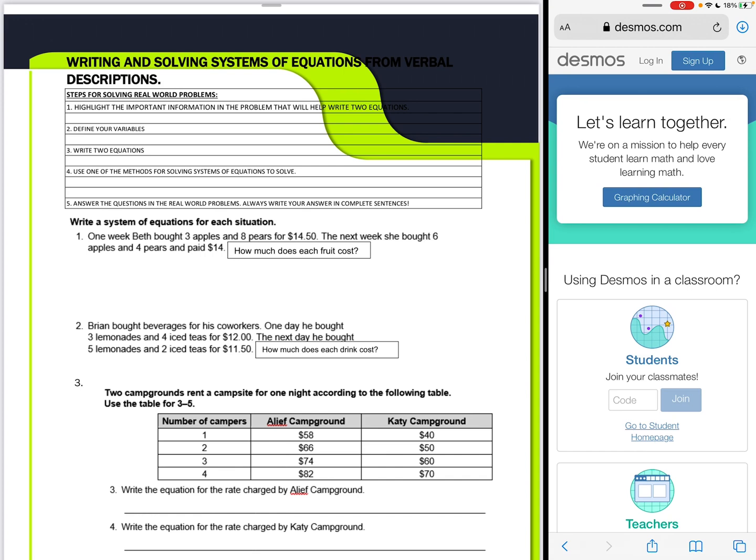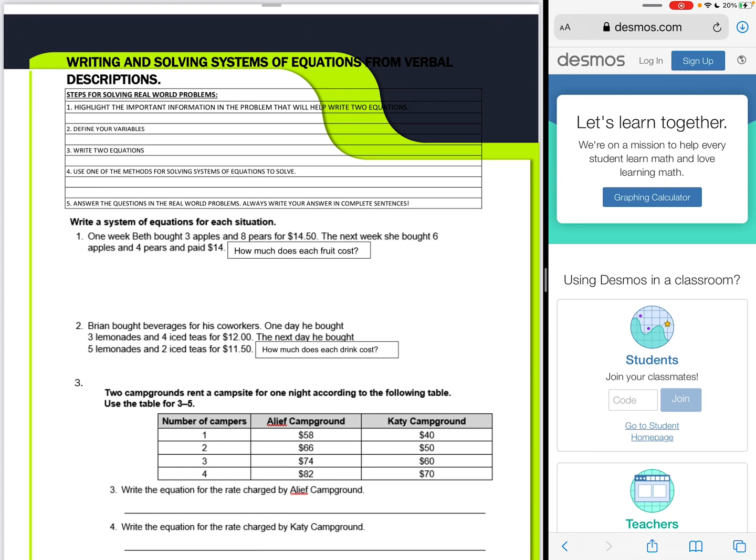Then we're going to define our variables. Remember, the question helps you to define the variables. And then after we define our variables, we're going to reread the problem and write the equations. The next thing we're going to do is it says use one of the methods. The only method we've talked about is graphing. So we're going to use graphing to solve the equation. And then lastly, once we've solved it, we can answer the question.